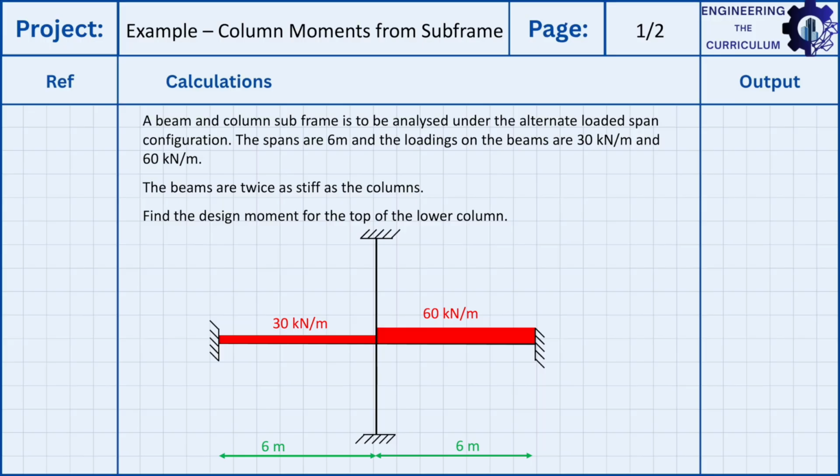Let's consider an example with a simple subframe consisting of an internal junction connecting two beams and two columns. Both beams are 6 meters long and are loaded by uniformly distributed loads of 30 kN per meter and 60 kN per meter. The beams are twice as stiff as the columns, and we need to find the design moment for the top of the lower column.